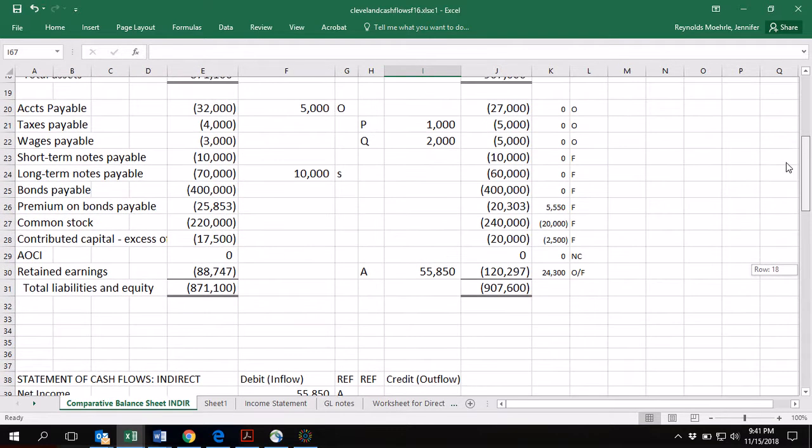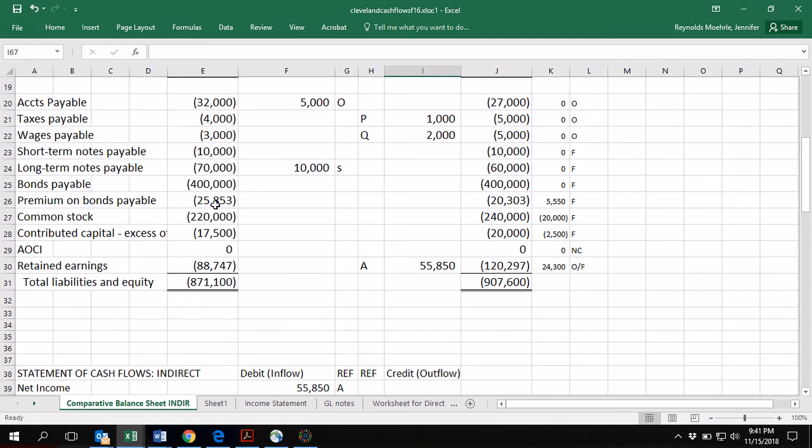Let's see what our next item is. The next item is premium on our bonds payable. So the bonds payable balance didn't change, but the premium balance changed. And you know from chapter 14 that the premium gets amortized over the life of that bond, so it makes sense that it is smaller by 550. Now let's think about it in terms of the statement of cash flows, is that a cash item?